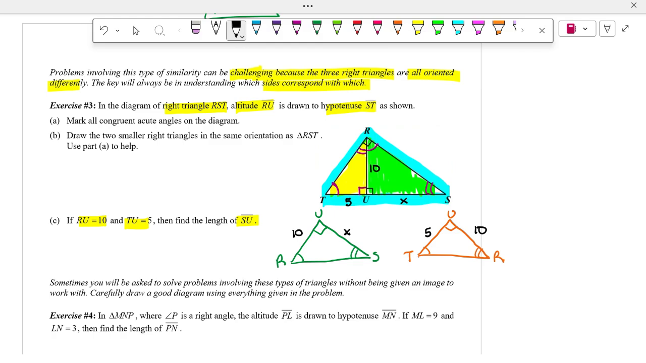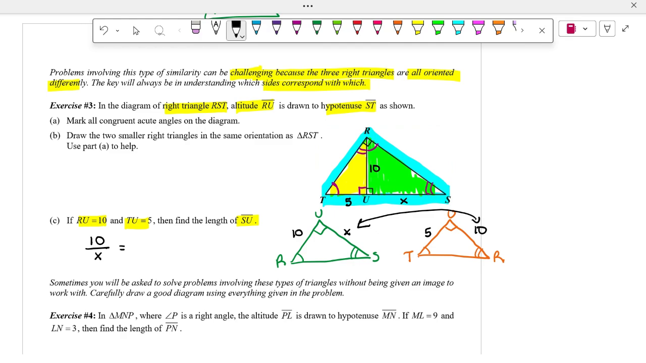So now I can set my proportion. So I'm going to start with my yellow triangle. That's the one where I have everything. So let's start with RU for the yellow or the orange, however you want to put it. What's the corresponding side with that 10 on the yellow? X. So these two are corresponding.